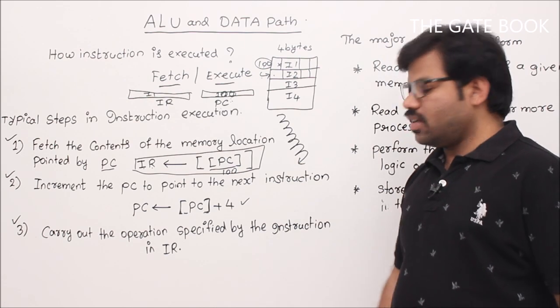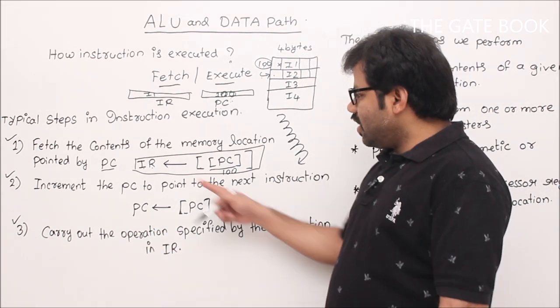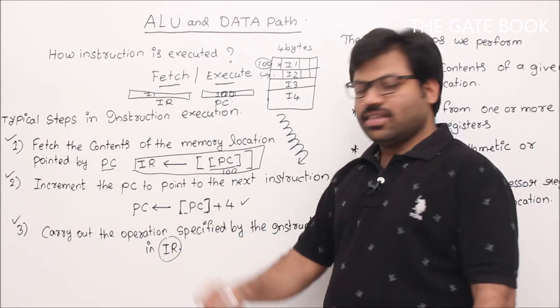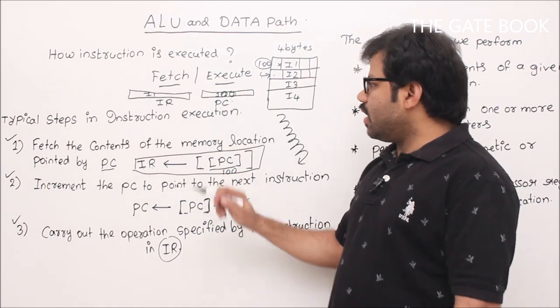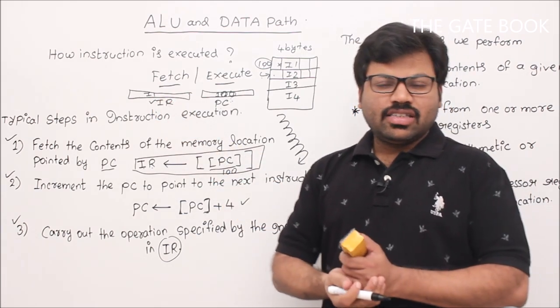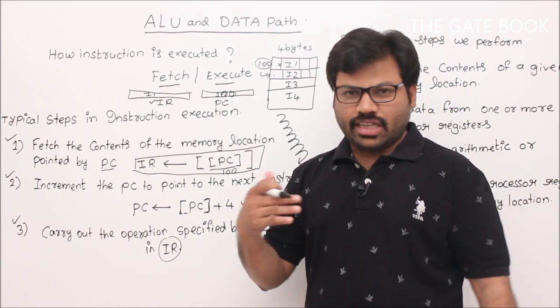You can easily understand. What is the third step? Carry out the operation which is specified by the instruction in the instruction register. That's it. Already we faced the instruction, right? That is where in the instruction register you execute it. But still you did not teach us how that instruction will be executed. I will explain that part.